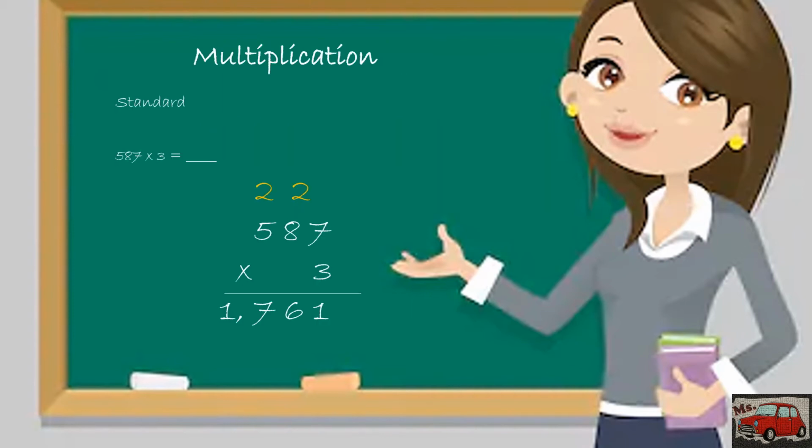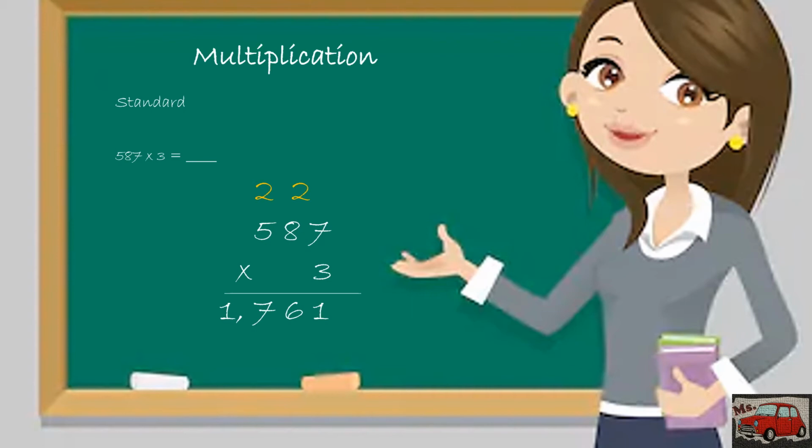Let's multiply 587 and 3 by using the standard way. First, I will multiply the 3 to 7, and that's 21. 1 will be down, and then yung 2 ilalagay natin dun sa taas ng susunod na number. 3 times 8 is 24. Then, i-add natin yung 2 na nilagay natin sa taas. So, 24 plus 2 is 26.